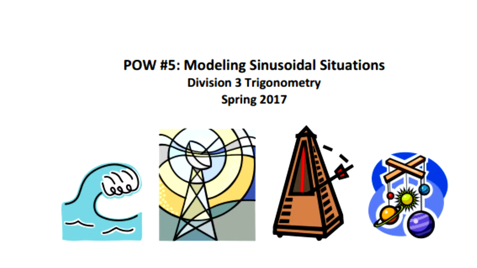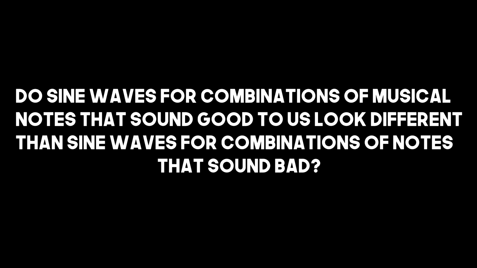For PAL 5 modeling sinusoidal situations, the situation I chose was musical notes. The question I had chosen was, do sine waves for combinations of musical notes that sound good to us look different than sine waves for combinations of notes that sound bad to us?